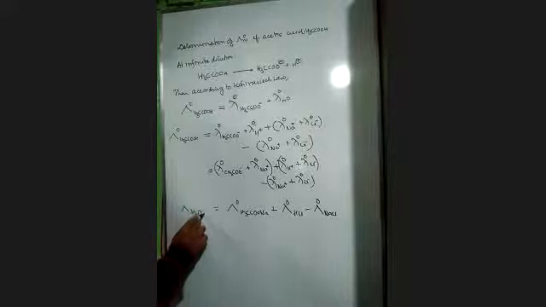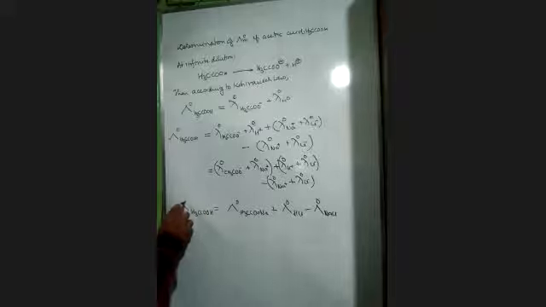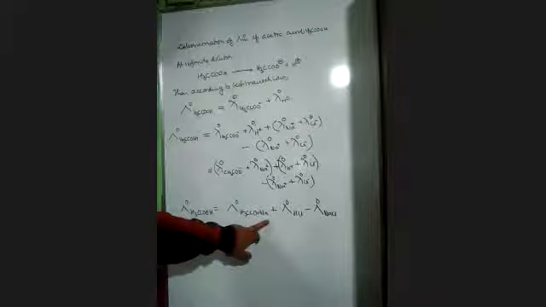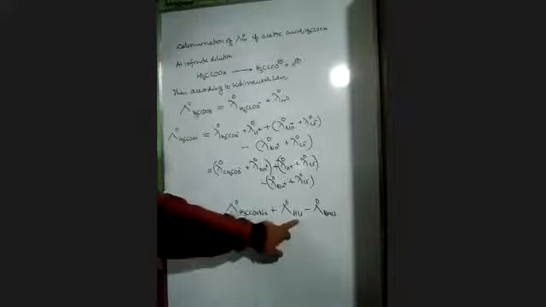What can I write now? Therefore, lambda of CH3COOH. See, it's very interesting. See how this mathematical equation could help people. See there, this is a strong electrolyte, this is a strong electrolyte, and this is a strong electrolyte.